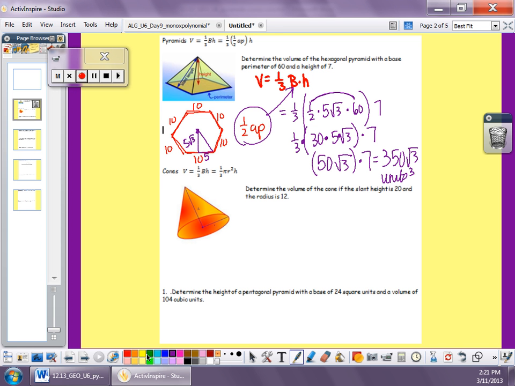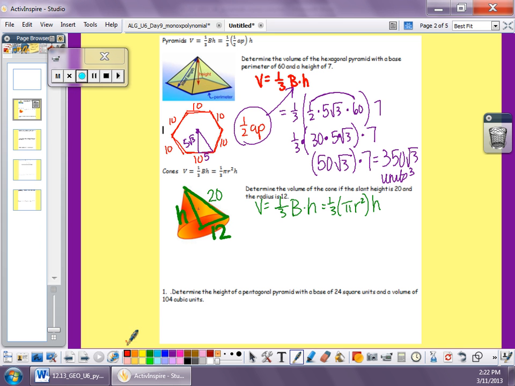And the next one. Determine the volume of a cone if the slant height is 20 and the radius is 12. So if the slant height is 20, that's this here. I know my radius is 12. I also need to know the height though, because keep in mind that your formula is volume equals 1/3 base times height. I know the base has to do with the radius, pi r squared, so I could even write this as 1/3 pi r squared h. So I need to find h.